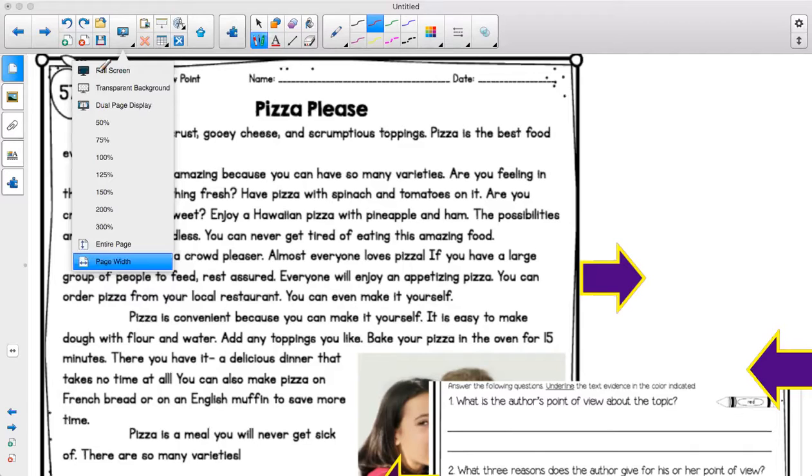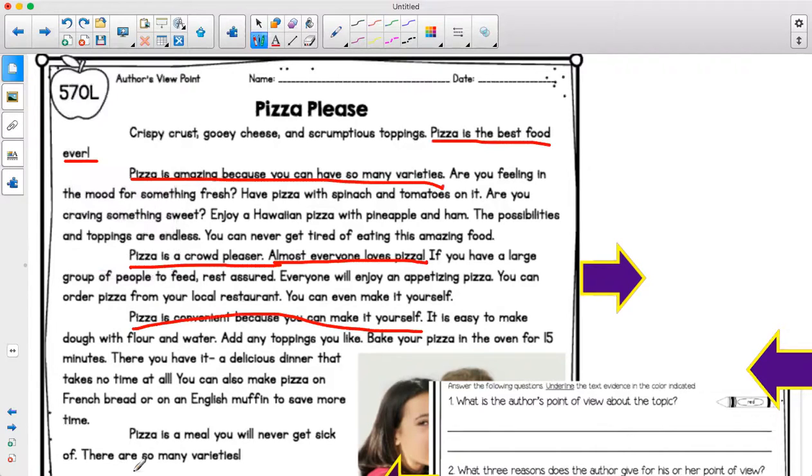Let's see. What are 3 reasons the author gives for his or her point of view? Well, I think right here, pizza is amazing because there's a variety. And then they go on to explain the different types of variety. Okay. Pizza is a crowd pleaser. Almost everyone loves pizza. And then pizza is convenient because you can make it yourself. I think those are the 3 reasons the author gave to us.